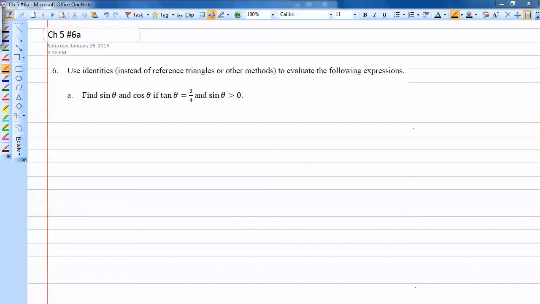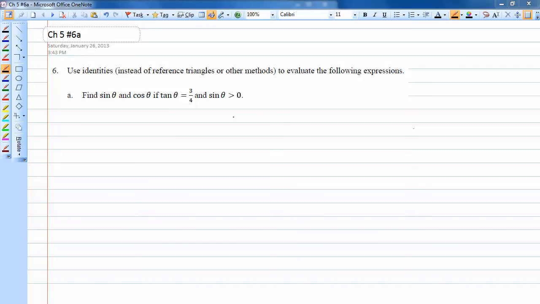Okay, so let's try chapter 5, number 6a. We've done problems like this, and they're not terribly difficult if you use the reference triangles, but the point of this is to practice the trig identity stuff. So in this problem, we know what tan theta is, and we've got to figure out what sine theta and cosine theta are, and all we know is sine theta is positive.